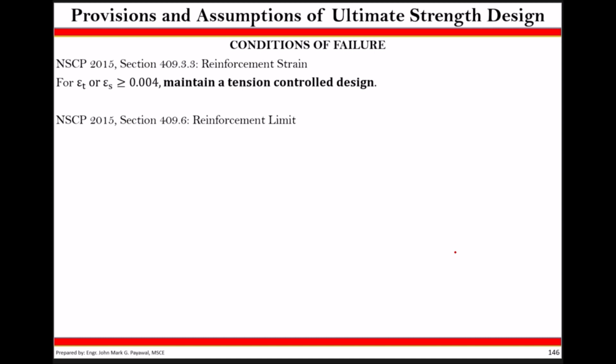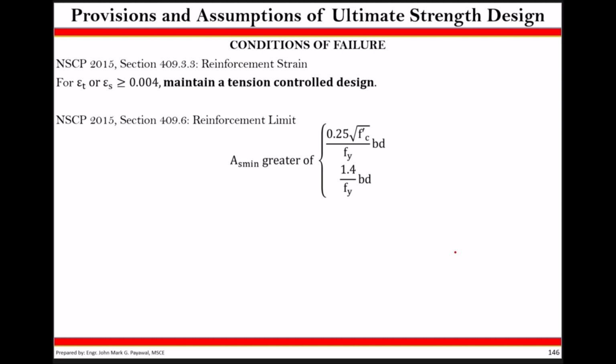For section 409.6, the reinforcement limit, it tells us that the minimum area of your steel should be the greater of the following: 0.25 square root of fc prime over fy times bd, or 1.4 over fy times bd. So upon computation and solving the values, kung ano yung mas malaki dyan, yun yung adopted or provided As minimum. Why is that important?